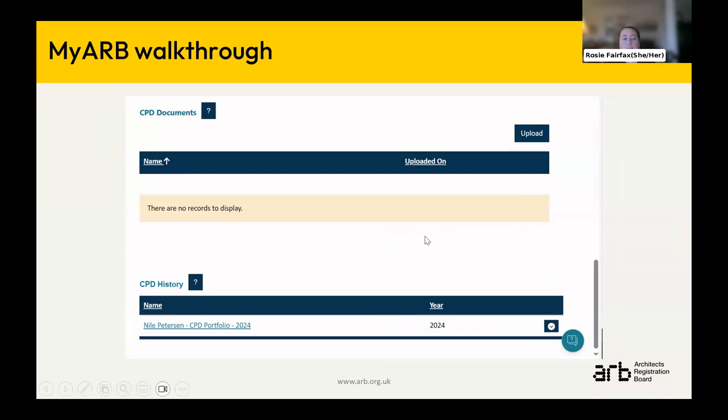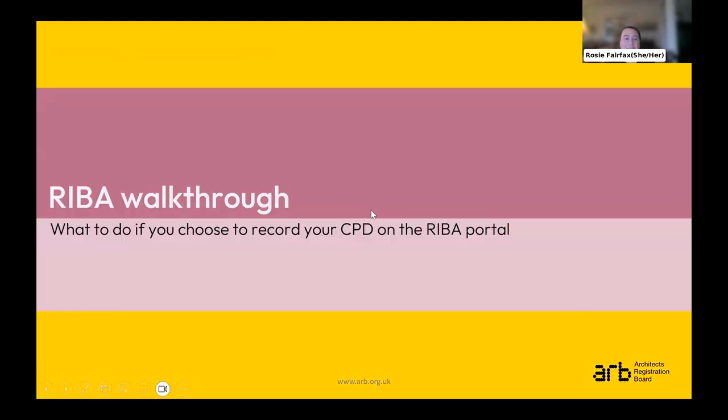This is where you'll be able to look back on your previous years' records. If you click under the name, you will be able to see the record on MyARB. If you go to the right, you can see a little arrow, and that's where you can email a copy of your previous history record to yourself. Obviously this is the first year, so you've only got 2024, but from next year you'll be able to see your previous years' history on the portal or email it to yourself to get a copy. Okay. Next slide, please.